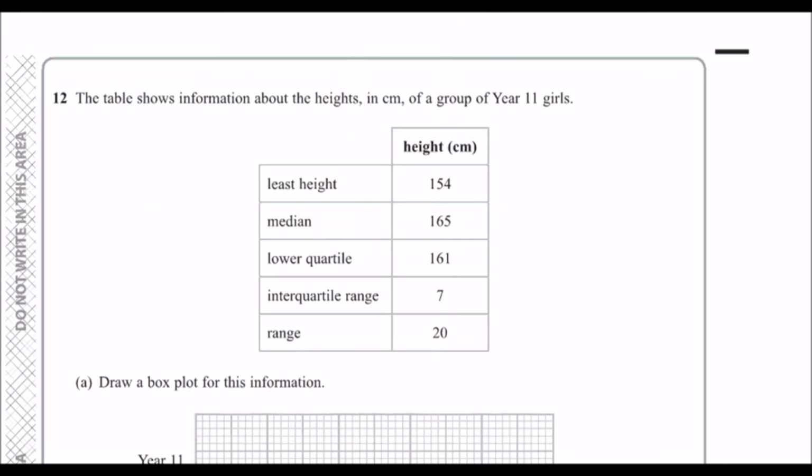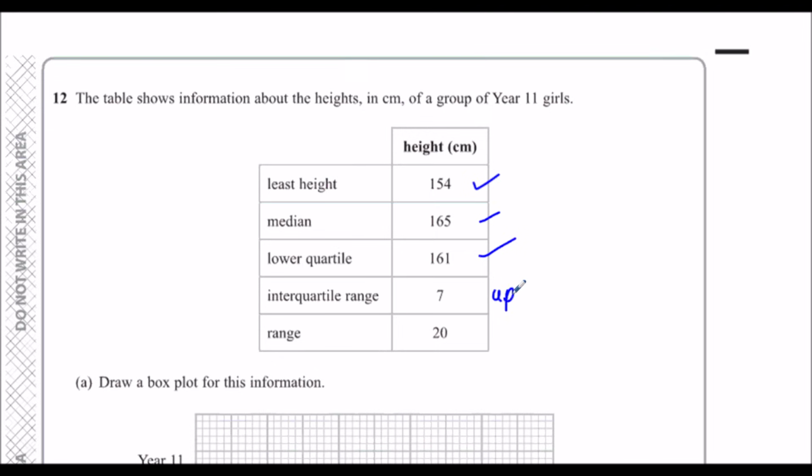Okay, question 12. The table shows information about the heights in centimeters of a group of year 11 girls. So we need to draw a box plot. That's the question. Draw a box plot for this information. And what we need to draw a box plot is the lowest height, which we've got, the lower quartile, and the median. But we also need the upper quartile and the highest height. And we haven't been given those, but we've been given something that we can use to work them out.